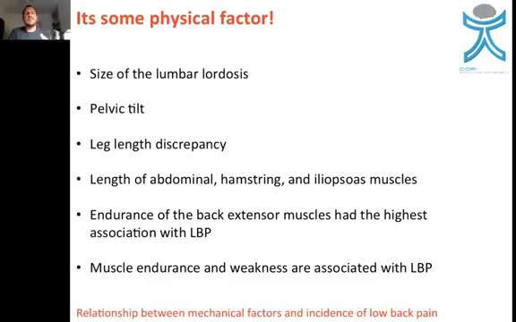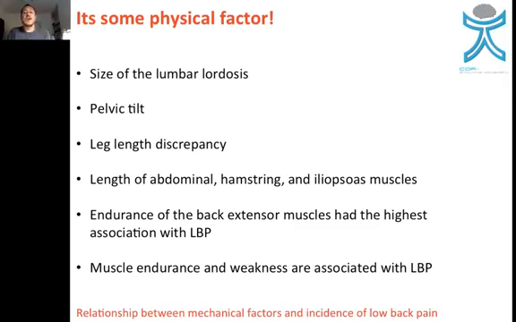These guys are from the University of Tehran in Iran, and they looked at physical factors. They looked at size of lumbar lordosis, for example, pelvic tilt, leg length discrepancy, length of muscles, and they found that none of these factors were associated with lower back pain. They did find some association between endurance and weakness, and association obviously is association and not causation.